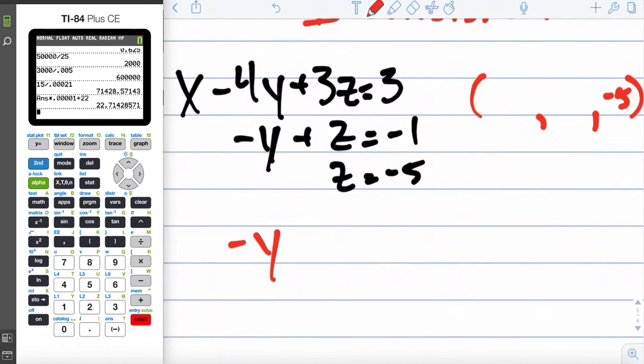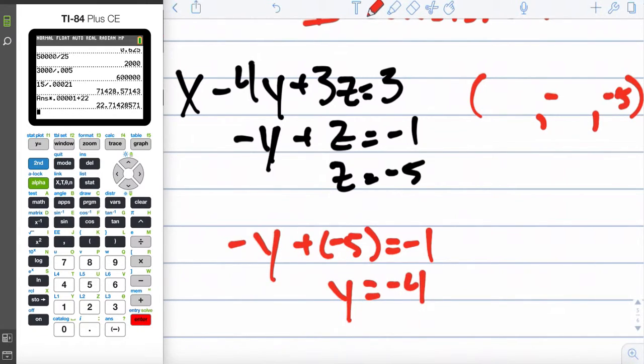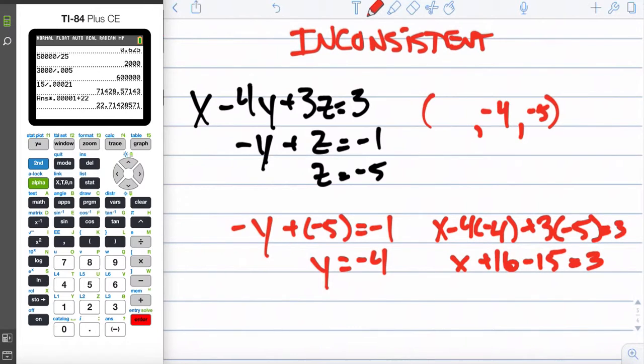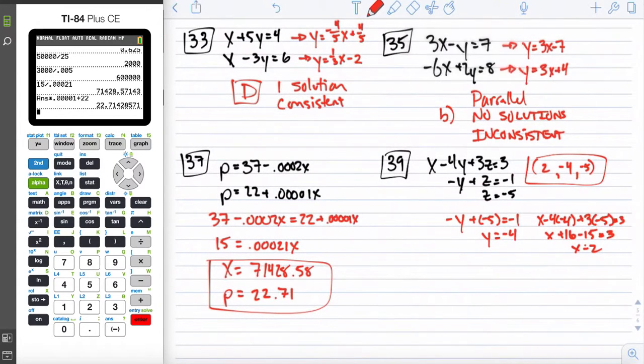So if negative y plus -5 is equal to -1, I get y is equal to -4. And then I do the other one, x minus 4 times -4 plus 3 times -5 is equal to 3. That's x plus 16 minus 15 is equal to 3. So x is equal to 2. Back substitution.